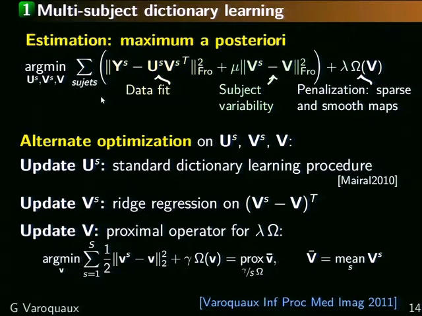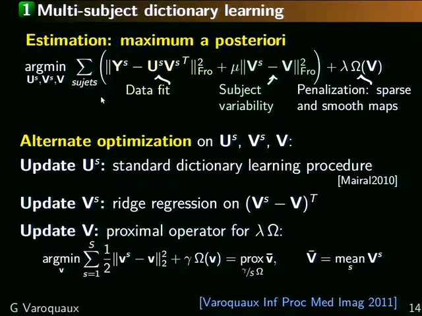And then we can do maximum a posteriori estimation. So this is really writing the likelihood of this model that looks like this, and it's really made of a data fit term, a subject-to-subject variability term, and a prior term that appears as a penalization that selects for sparse and smooth maps at the subject level, and then we can write an optimization algorithm for this. And as I think some people here don't like math, I'm not going to go over the optimization algorithm.